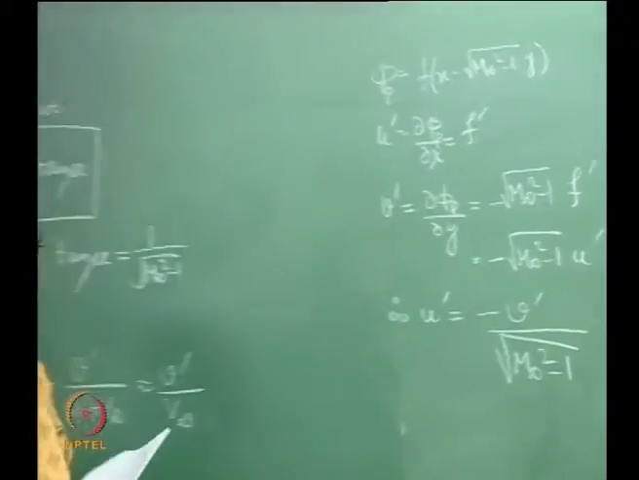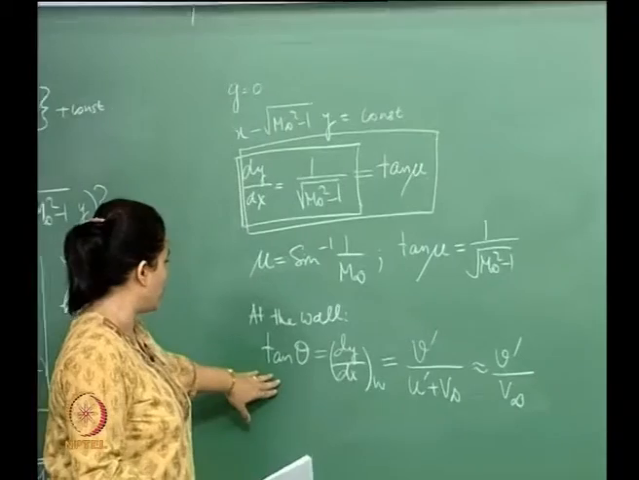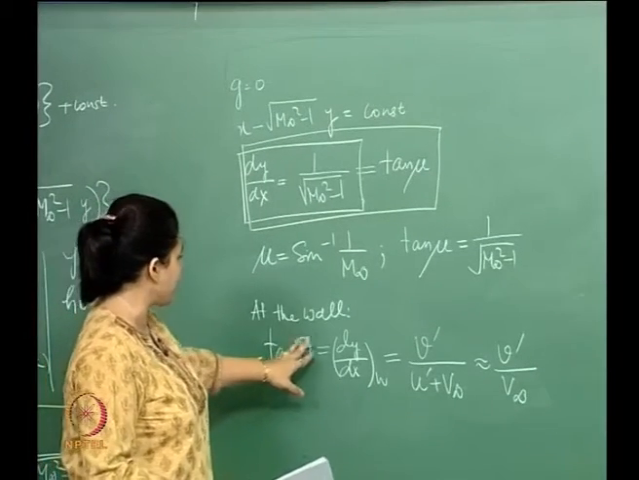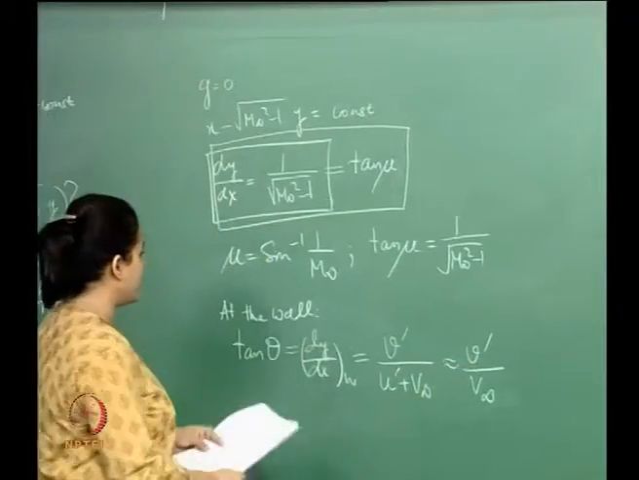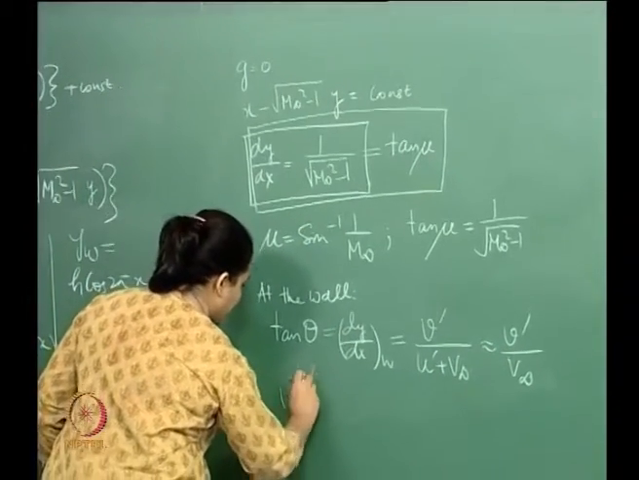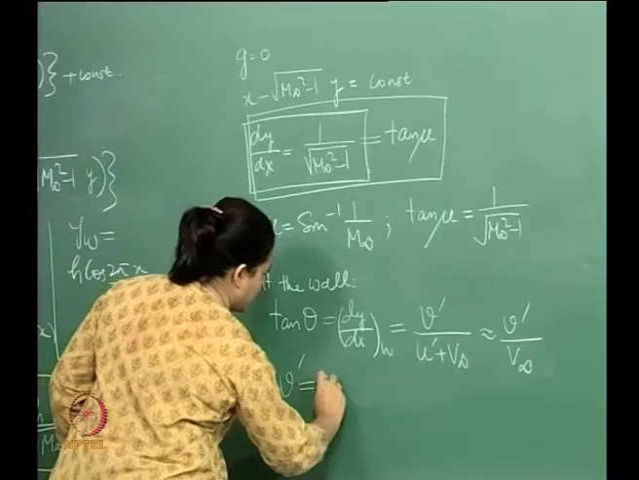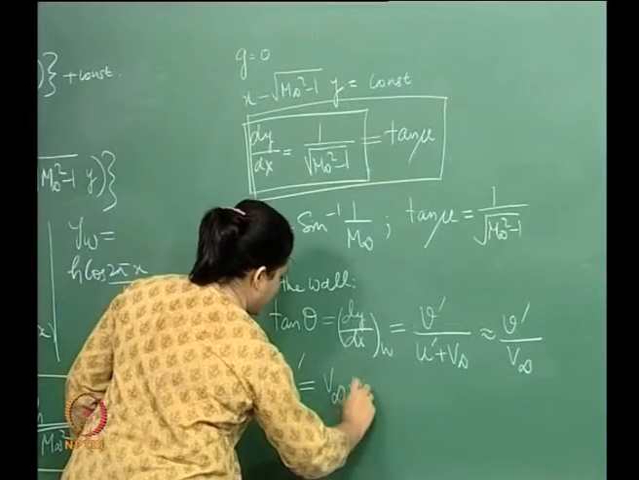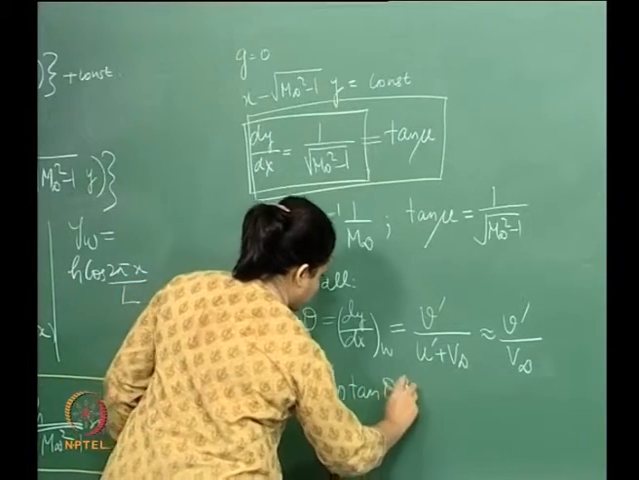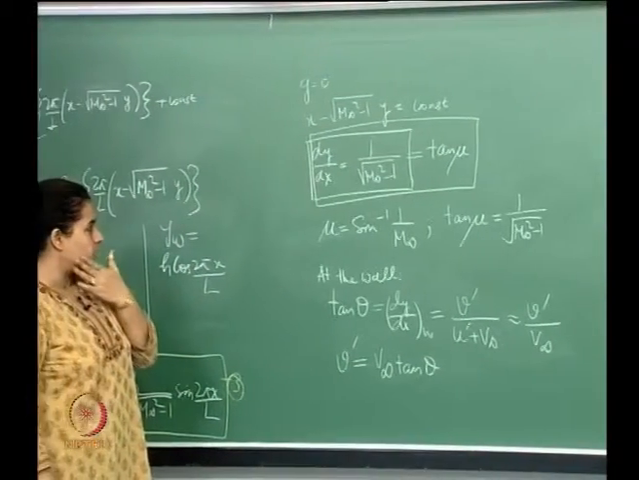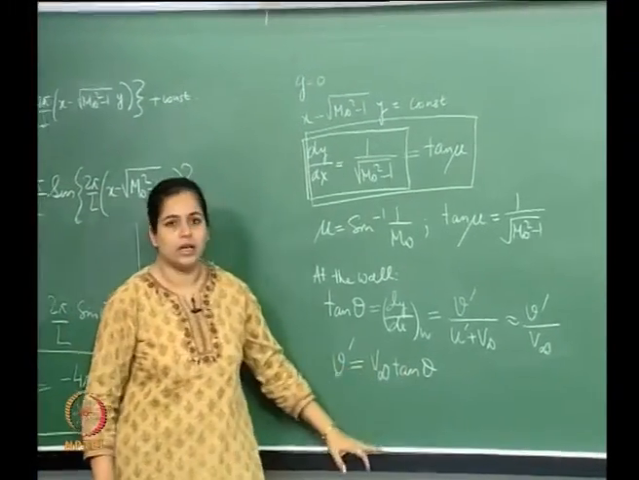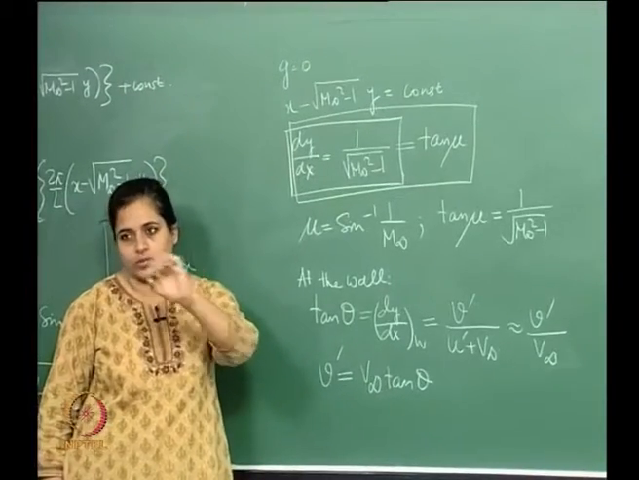Now what we saw from here is that we can write at the wall tan theta is equal to this v dash. So let us say v dash we can write as V infinity tan theta. Now please try and understand this here, that this theta is the physical slope.